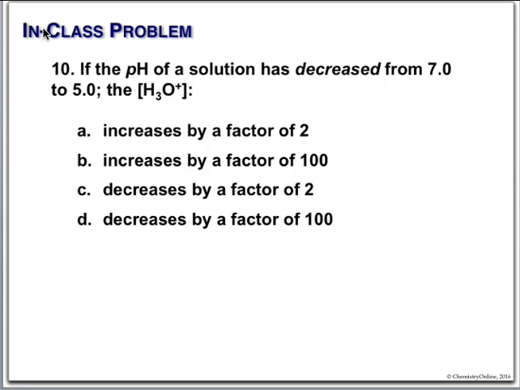All right, here we're changing the pH. We're starting at 7 and going down to 5. What has happened to the hydronium? Well, here you have to think about what the pH means. Remember, that's the negative log of the concentration. So if we're starting at 7, that means our hydronium concentration is 10 to the minus 7. If we're winding up at 5, hydronium concentration is 10 to the minus 5.